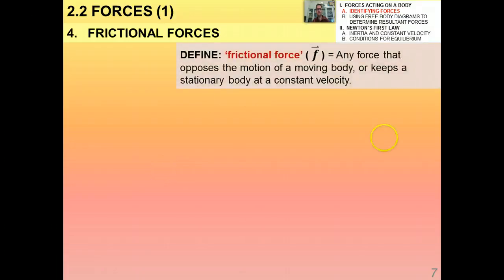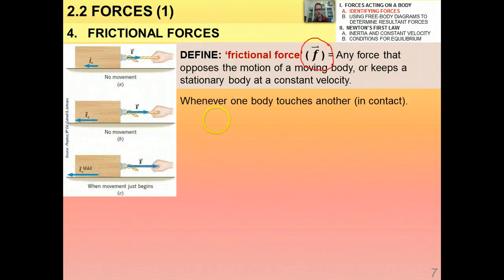Now, frictional forces, really important kinds of forces. We deal with these all the time in virtually every single thing we do throughout life. Frictional forces are usually given by a lowercase f because they're so common, and we differentiate them from the uppercase F, which refers generally to other kinds of forces. A frictional force is any force that opposes the motion of a moving body or keeps a stationary body at a constant velocity. And it happens whenever one body touches another.